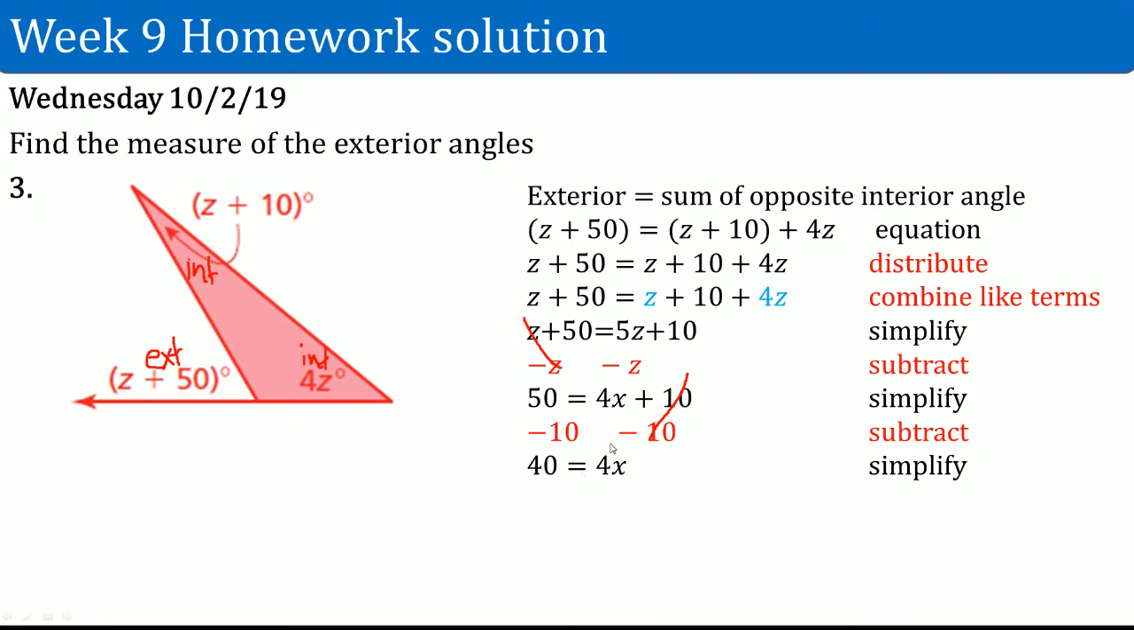Oh no, I messed up. This should be z. I'm sorry, this should be z. And divide by 4, you get z equals 10. I messed up. I was copying and pasting. Please understand this should all be z, z, and z. But there you go. That's your answer: z equals 10. That's it. Those are all your homework solutions for Wednesday.